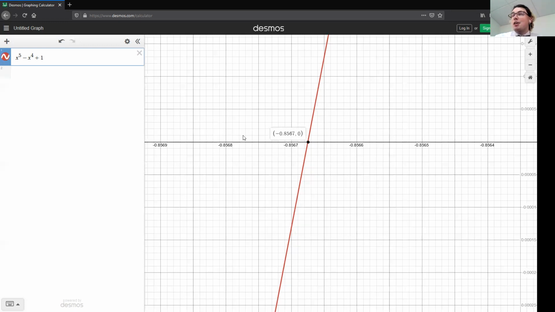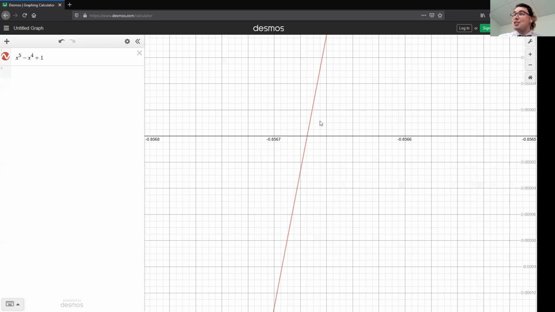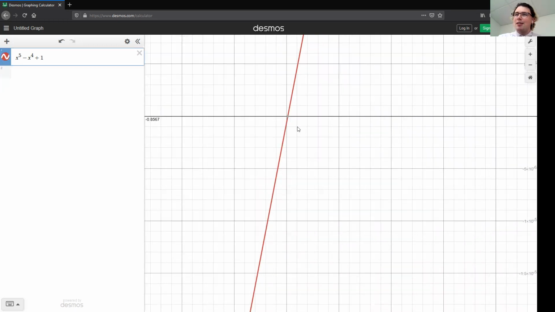Now, everything a computer does is something that a human programmer told the computer to do. What did we tell this computer to do? We told it to look for negative values on the left, to look for positive values on the right, and somewhere in between has to be the root that I'm looking for.